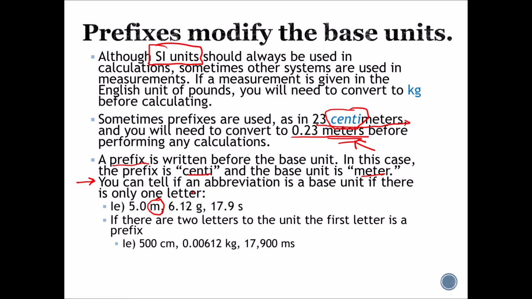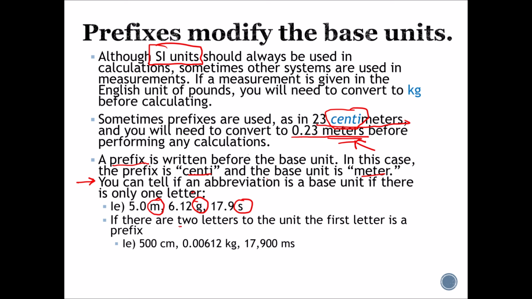So gram is a base unit. Kilogram is an SI unit, standard used around the world. So this is a base unit. S, seconds, a unit for time. All of these are base units, and there's only one letter.